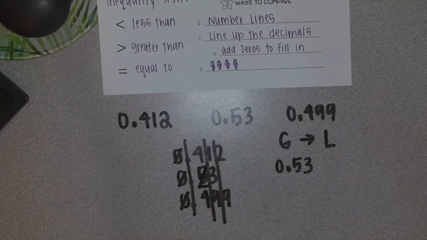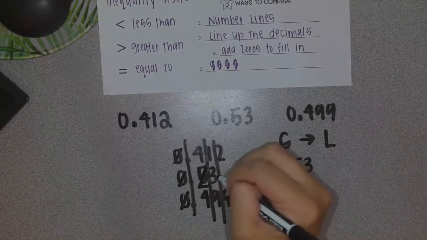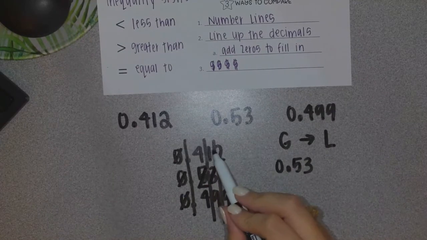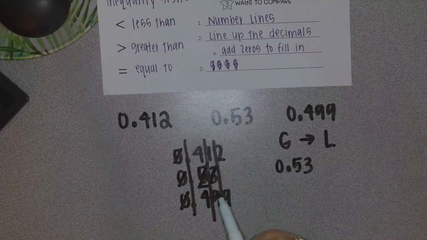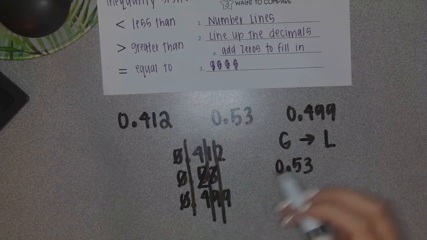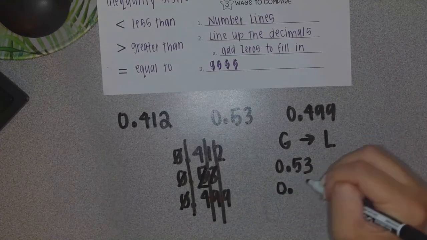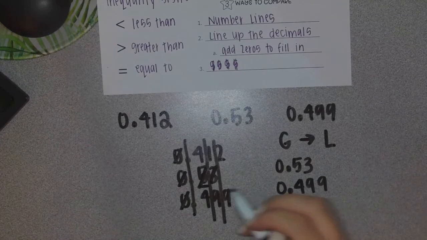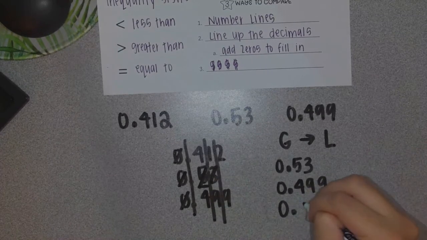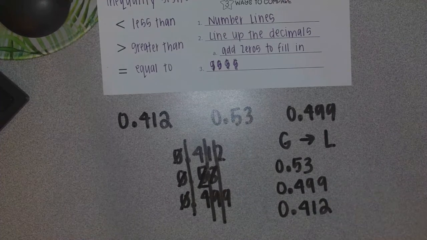So that takes care of the 5. But the 4s are the same. So then I'm going to look at the hundredths place. In the hundredths place, I see a 1 and a 9. Well, 9 is greater than 1, which means my next biggest number is 499 thousandths. So then my smallest number is 412 thousandths.